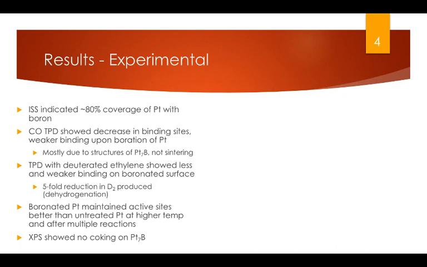So with ISS, they found that they got about 80% coverage of platinum with the boron after treating with diborane gas. They then used temperature programmed desorption with carbon monoxide, and found a decrease in binding sites and weaker binding of carbon monoxide with the borated platinum.